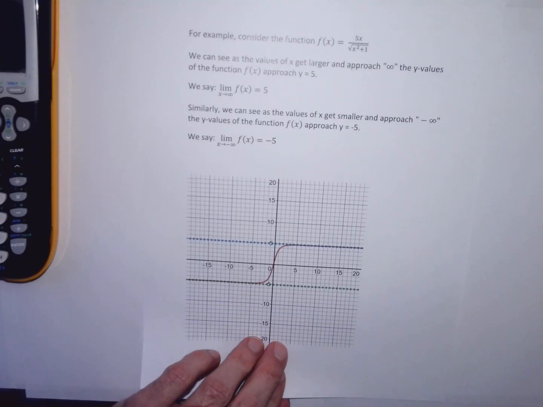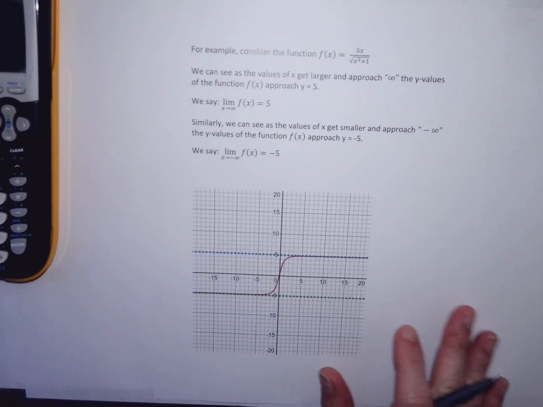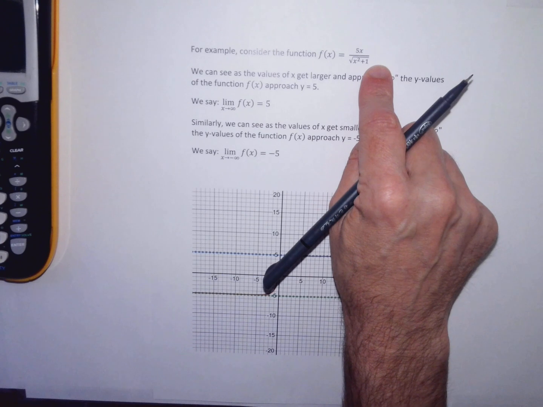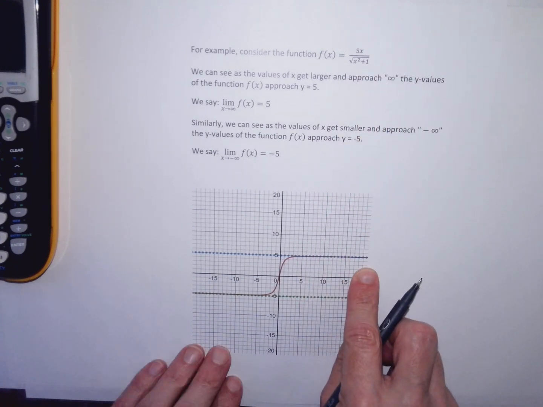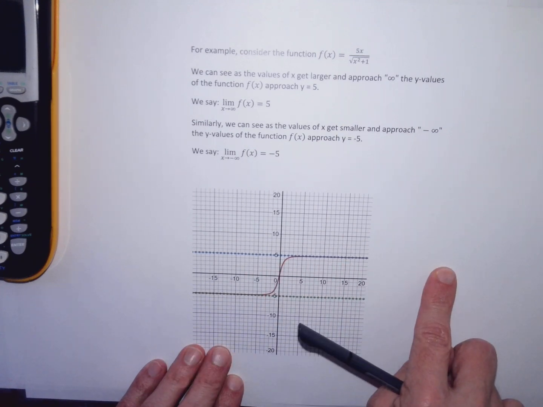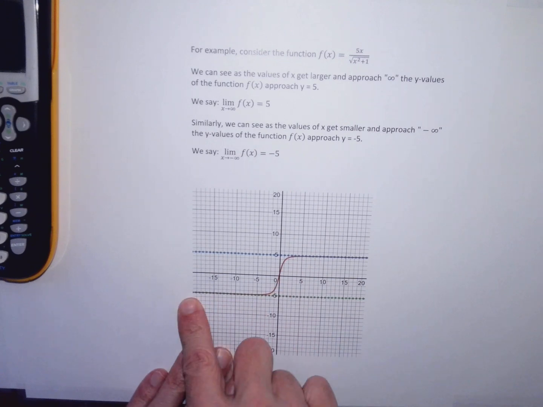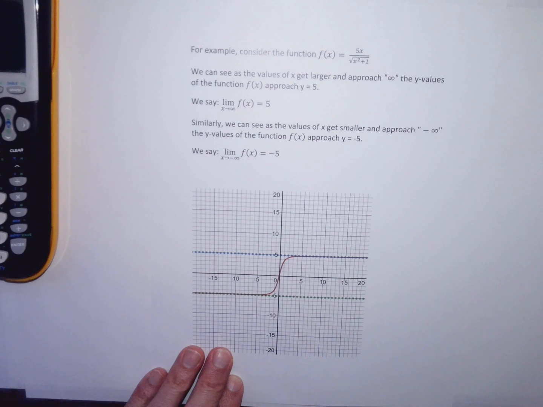The left and the right hand limits, the positive infinity and negative infinity limits, don't need to be the same. So I graphed the function 5x over the square root of x squared plus 1, and the limit at positive infinity, which is where the graph flattens out to as I go to the far right edge of the x-axis, is different from the limit as x approaches negative infinity, which is the y coordinate where the graph flattens out as I go to the far left edge of the x-axis. I put these dotted lines in just to show you what the limit is.